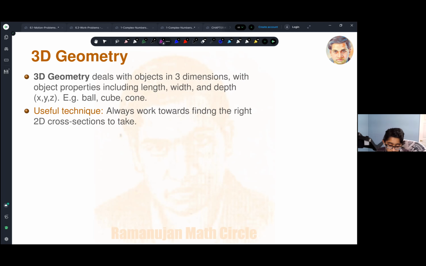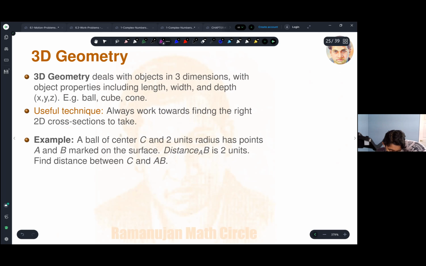So when you get a 3D problem, break it down into 2D figures, cross sections. Basic cross sections are like a slice that you cut, and then you try to work on those. So for example, a ball of center C and radius 2 units has points A and B marked on the surface. The distance AB is 2 units. Find the distance between C and AB.